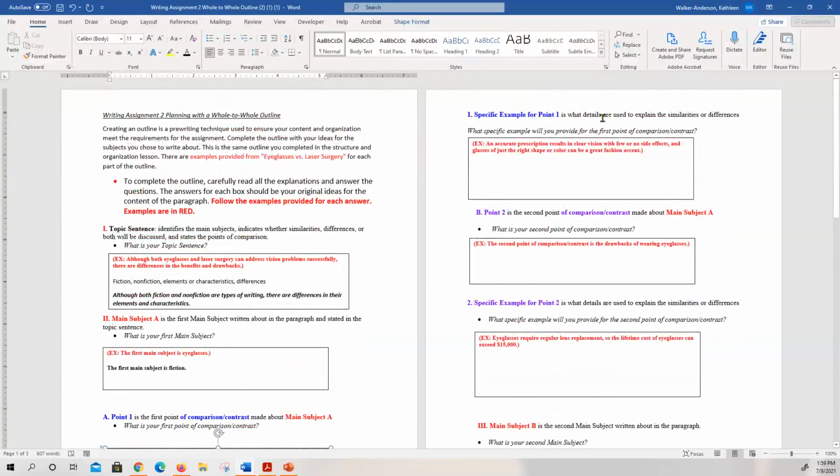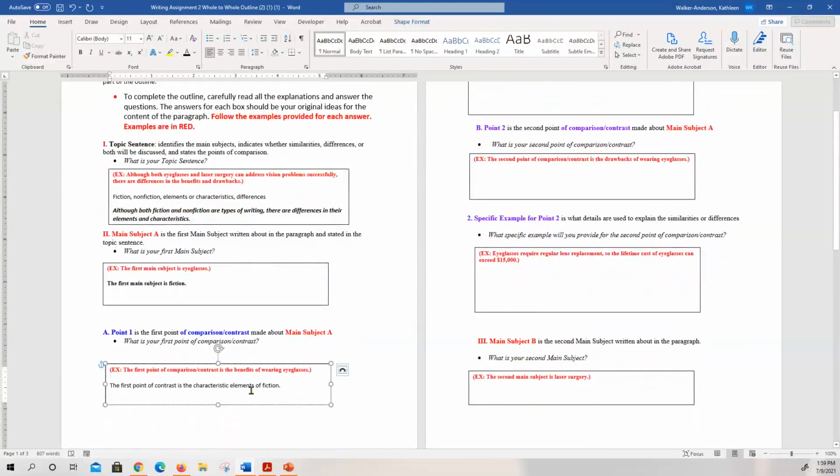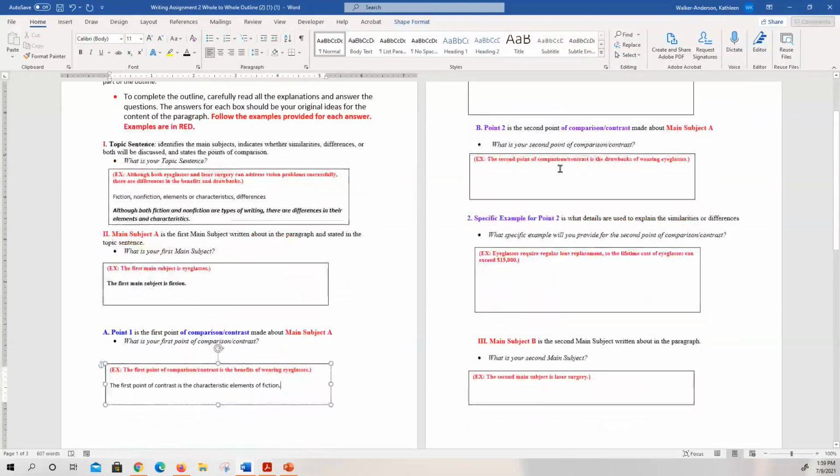Now, specific example for point one. This is where I mentioned earlier that it depends on your topic. The outline might change a little bit. If you have to change things or relabel things, that's fine. So in this case, my overall point of contrast is the characteristic elements of fiction. Now, because I don't have a second point of contrast, I'm going to have more specific examples.